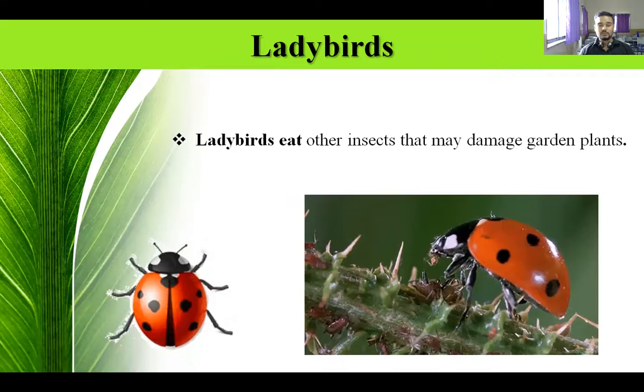This kind of insect will eat down a complete leaf or a complete tree at a time. But they are helpful also. How are they helpful? Because they will eat other insects also. As you can see in that figure, it is eating another insect which is damaging the plant or tree.